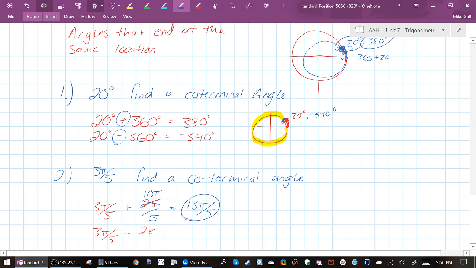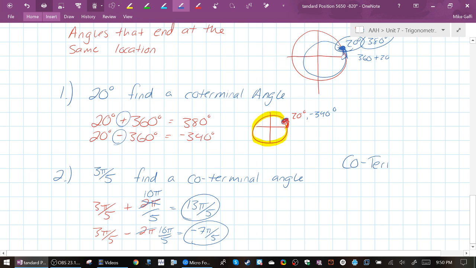And now same thing over here. When I get a common denominator, I'm going to get 10 pi over 5 again. But this time when I subtract the two, 3 pi minus 10 pi will give me negative 7 pi over 5. Okay, so nice and simple.